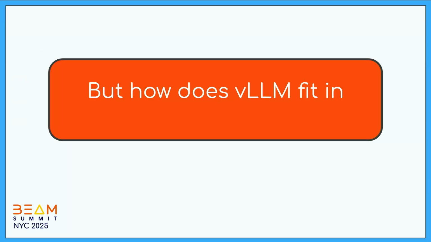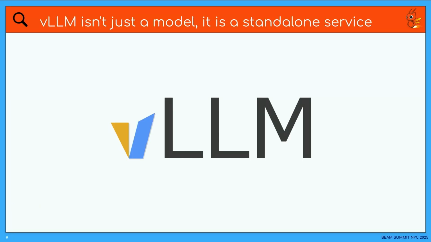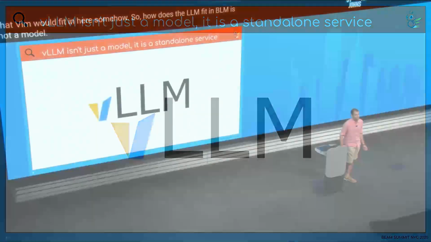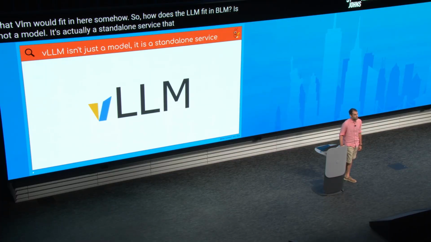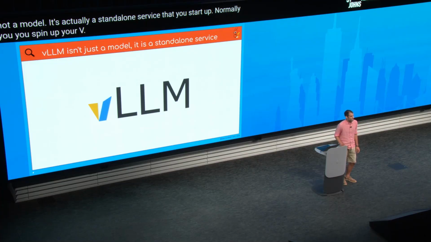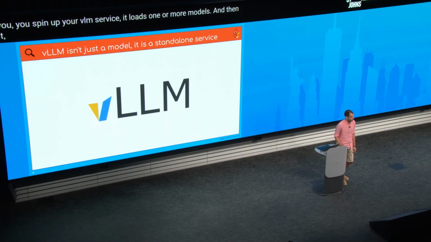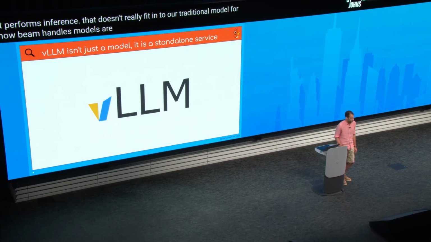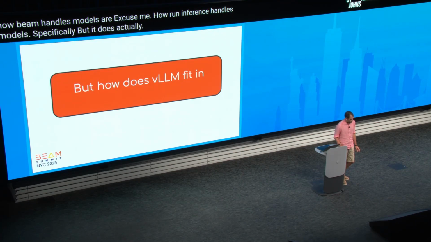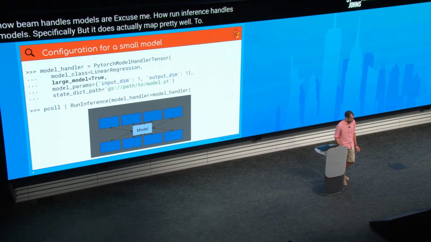Okay, so I promised that vLLM would fit in here somehow. So how does vLLM fit in? vLLM is not a model. It's actually a standalone service that you start up. Normally, you spin up your vLLM service, it loads 1 or more models, and then it performs inference. That doesn't really fit in to our traditional model for how Beam handles models, or excuse me, how RunInference handles models specifically. But it does actually map pretty well to this last picture here.